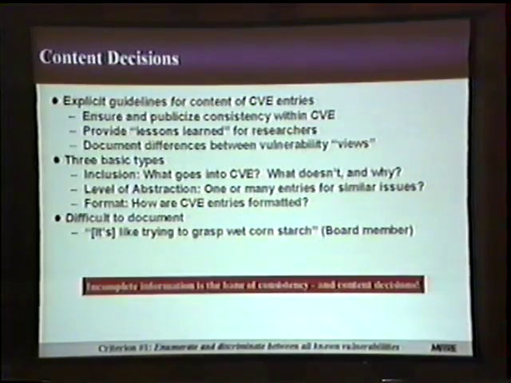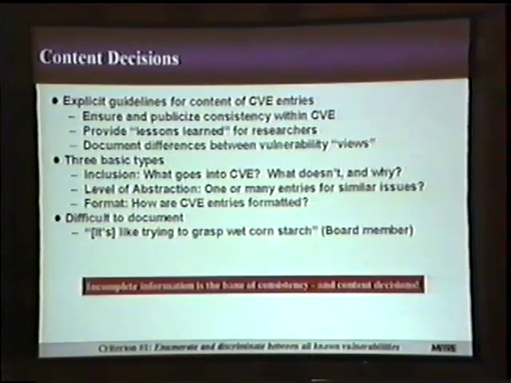Someone else might look at the exact same set of information and say, no, that's actually 2 or 3 vulnerabilities. So with respect to the CVE content decisions, we're trying to document which choices we actually make along the way. These things are pretty difficult to document, though. There are a lot of exceptions. Trying to deal with missing information is a challenge.